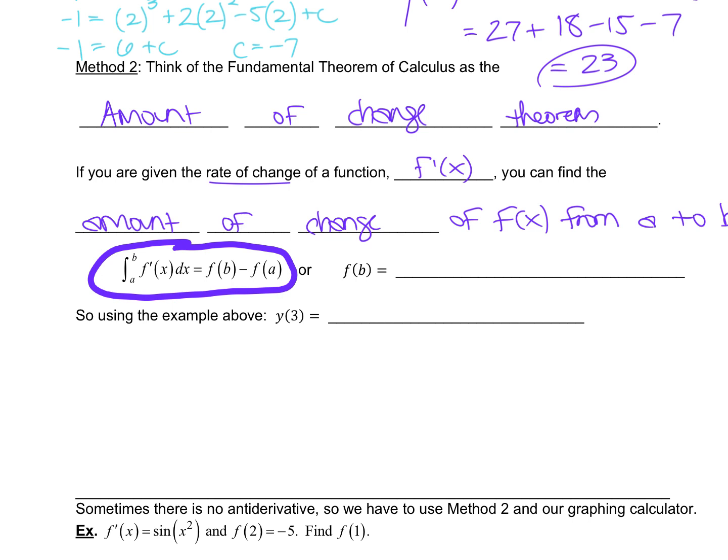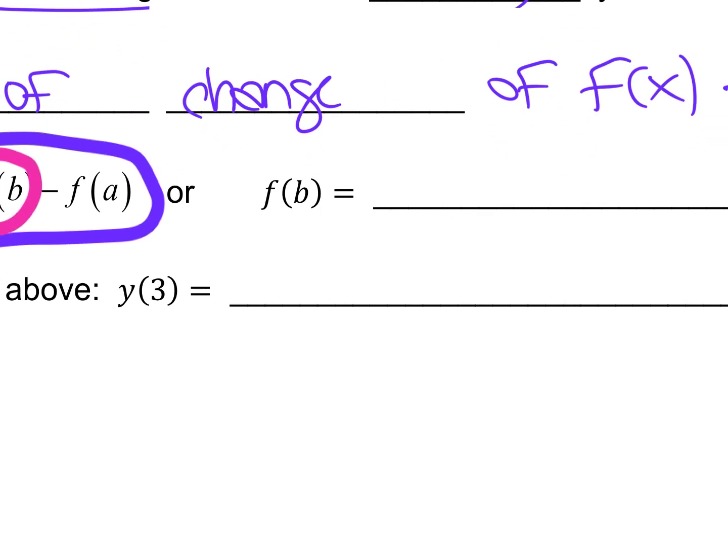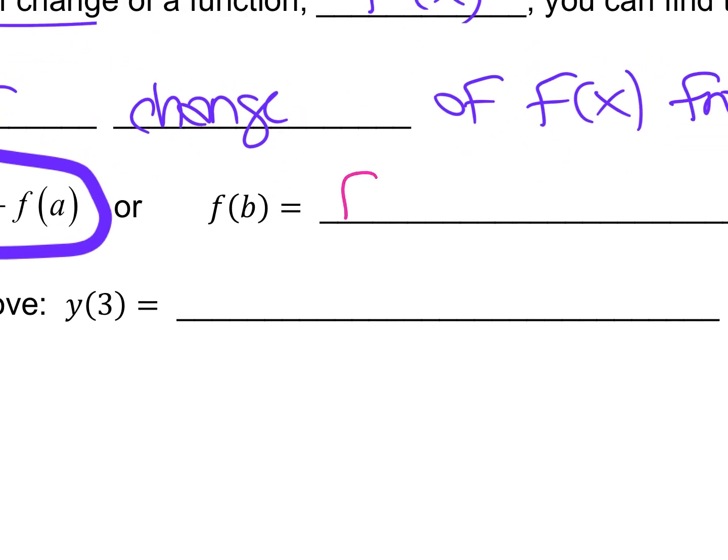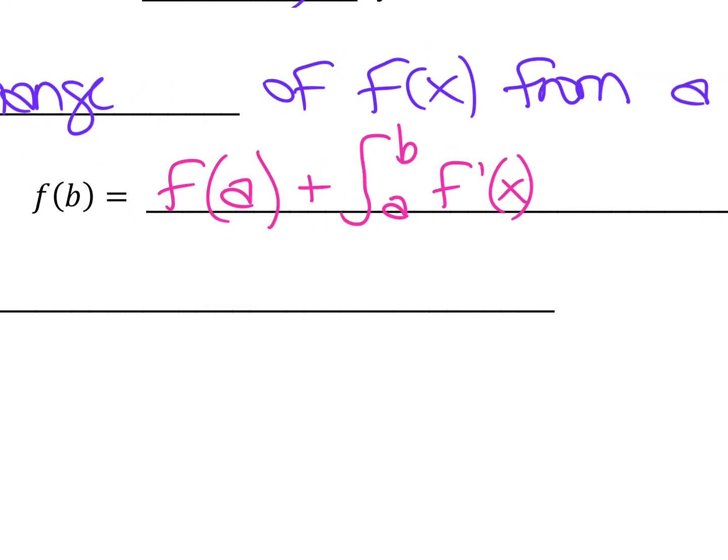Okay, so here's what we really have. This is our fundamental theorem of calculus. We already know that formula. That's not new to us. What you can do with it, though, is you can solve it for f of b. If you solve it for f of b, it's moving that f of a to the other side. So you could say another formula that comes from this is that f of b is equal to f of a plus the integral from a to b of f prime of x dx.